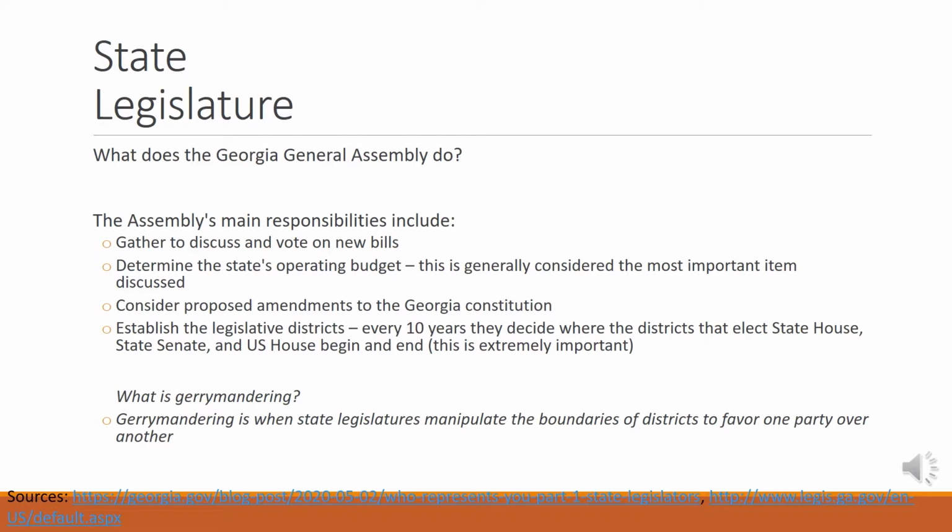So every 10 years, they decide where the districts that elect State House, State Senate, and U.S. House Representatives begin and end. This is extremely important, which leads us to our next point. What is gerrymandering? Gerrymandering is when state legislators manipulate the boundaries of districts to favor one party over another. And this is the essential reason why it's so important to vote for representatives and senators in the state legislature, because these are the people that are going to be determining these boundaries that will also determine future elections.